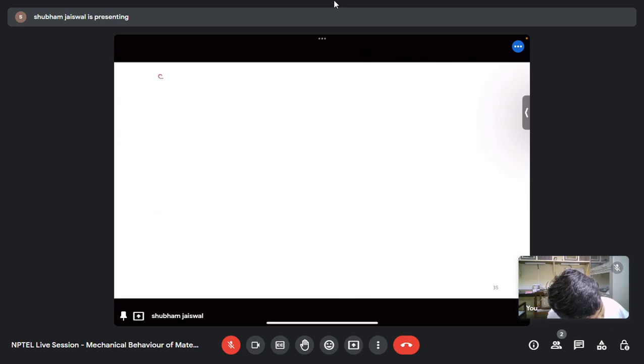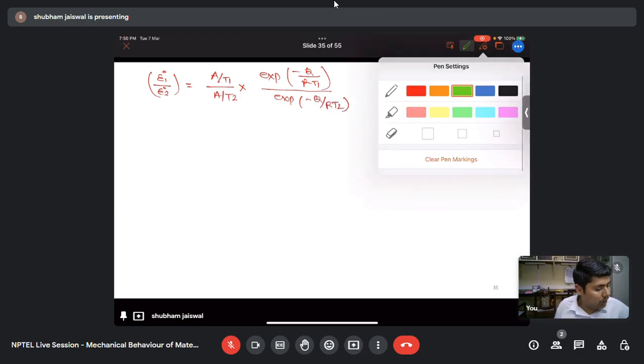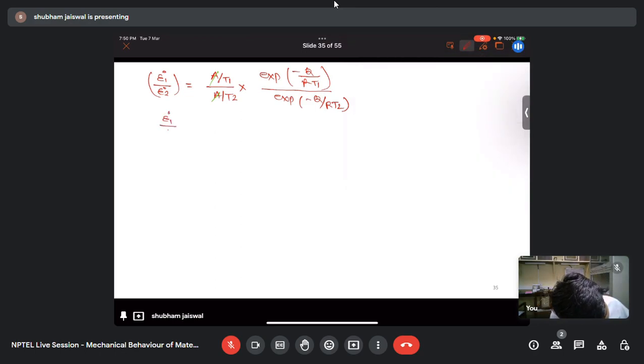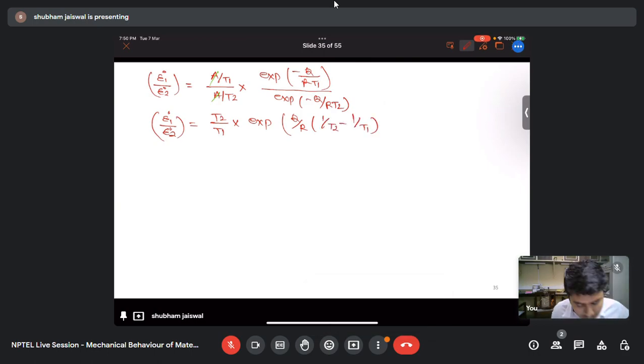That is, epsilon dot 1 divided by epsilon dot 2 should be equal to A upon T1, A upon T2, into exponential of minus Q upon RT1 divided by exponential of minus Q upon RT2. So this A gets cancelled out, and we'll get an equation something like this. That is, epsilon 1 dot divided by epsilon 2 dot equal to T2 by T1 into exponential of this Q by R comes outside, and we'll get 1 upon T2 minus 1 upon T1.